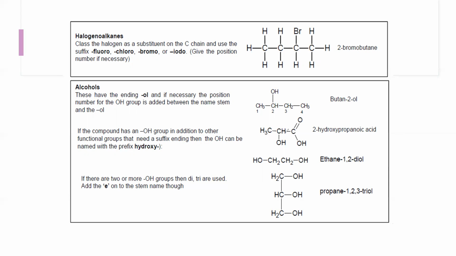If 2 alcohols are there, then you will say diol, because you can see 1 and 2. So ethane 1, 2 diol. And if 3 are there, so propane 1, 2, 3 triol.